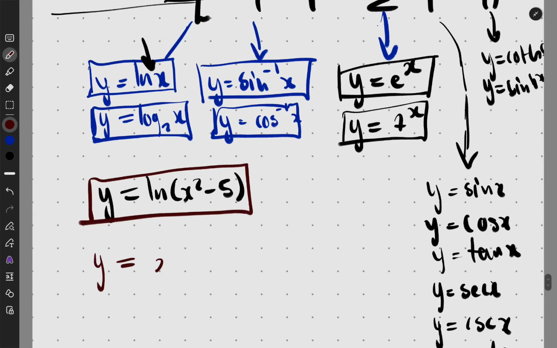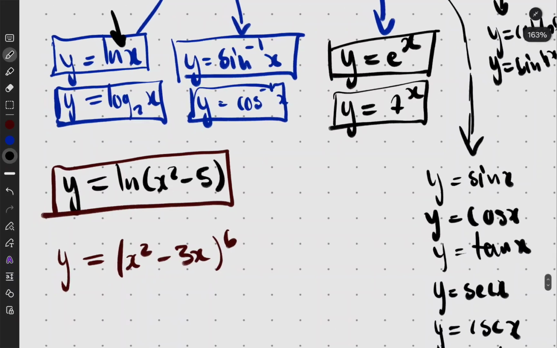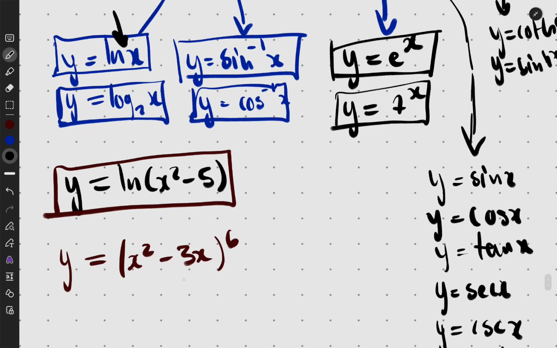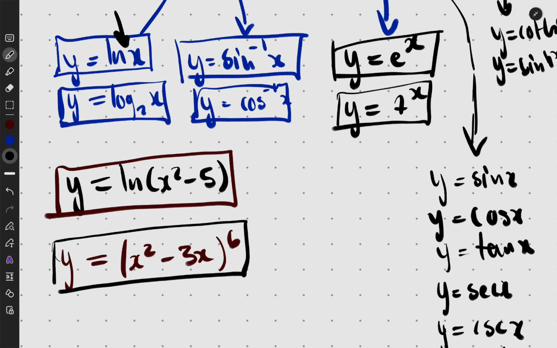Or if you have y is equal to x squared minus 3x all to the power of 6, like this. This is no longer just a polynomial, because we now have a polynomial inside, but it's raised to another power outside. Raising to a power is an action done on polynomials. Here we have another polynomial inside, so this is the inside function. Then the outside one is raising to the power of 6. So this is again a composite function. We have a function inside another.